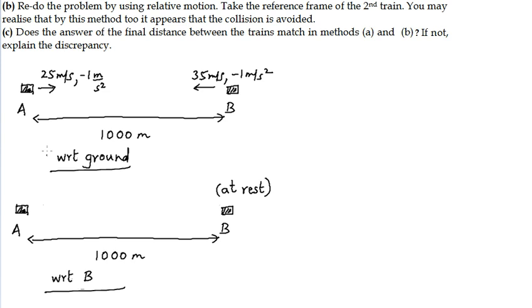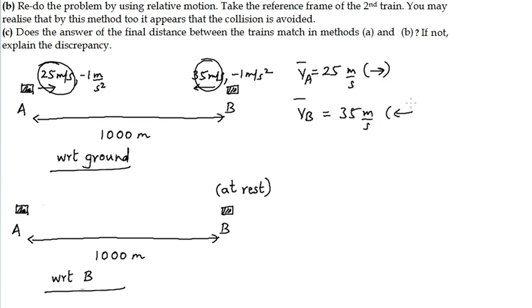Now let's look at the velocity first. In the ground frame, A's velocity is 25 meters per second rightward. This particular number I've written over here. So A's velocity is 25 meters per second in the rightward direction. That's V A bar. And B's velocity is this number over here. So I'll write V B bar is 35 meters per second in the leftward direction. Now clearly the velocity of A in B's reference frame, which is of course denoted by V bar A comma B, that's given by V A bar minus V B bar.